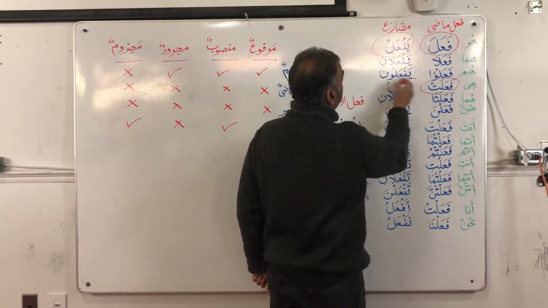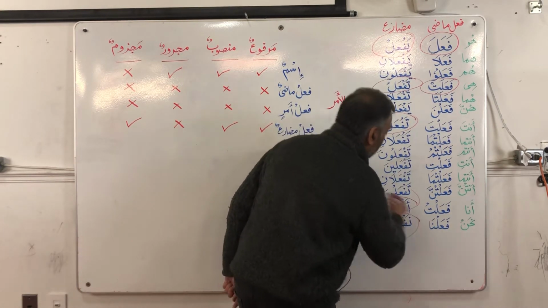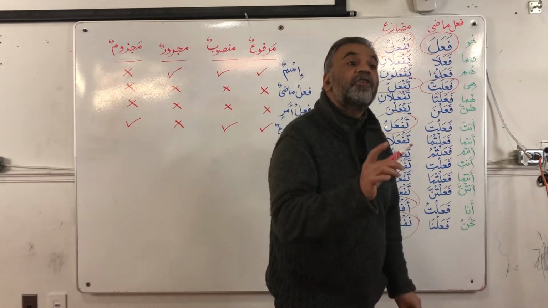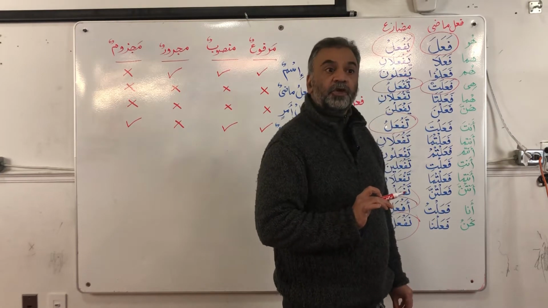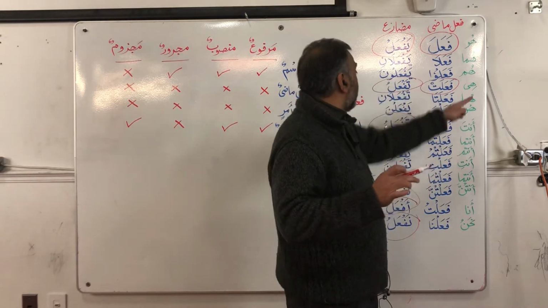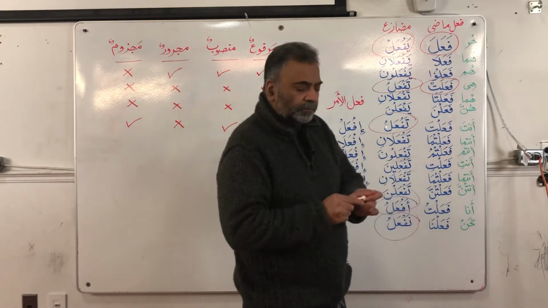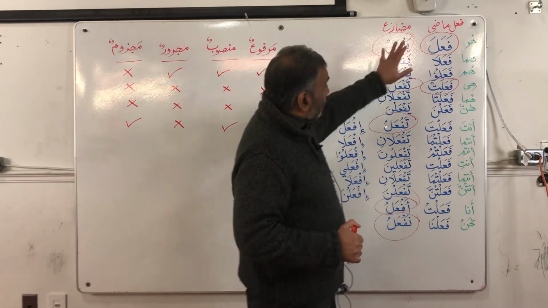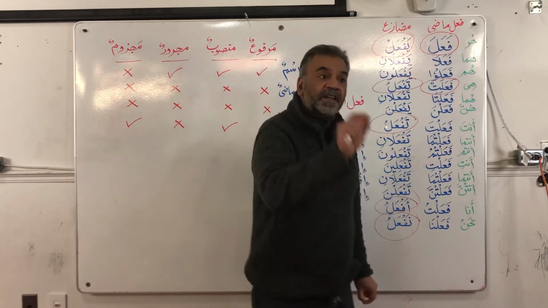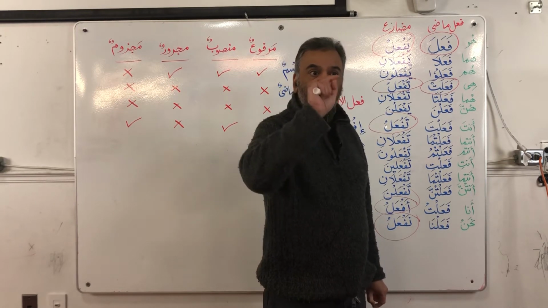Yaf'alu, taf'alu, taf'alu, af'alu, naf'alu. 1, 2, 3, 4, 5. Five in your pocket, the doer is mustatir. Taqdiruhu, whatever, huwa for yaf'alu, and taf'alu hiya, taf'alu anta, af'alu ana, and naf'alu nahnu. Anything that is not circled in red, we can actually identify the doer of the action.